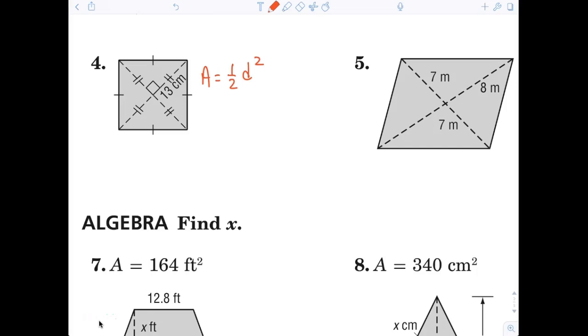Because both diagonals are the same. So this diagonal happens to be what? 26, right? So A is equal to 1/2 of 26 squared. Fill me in on that. 338 centimeters squared.